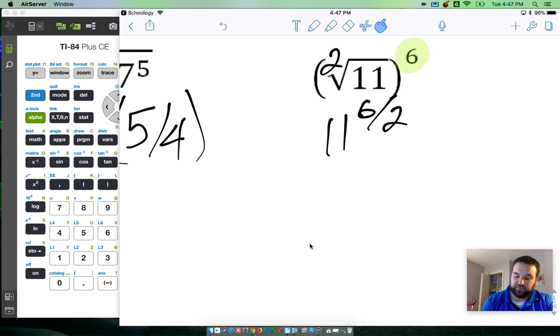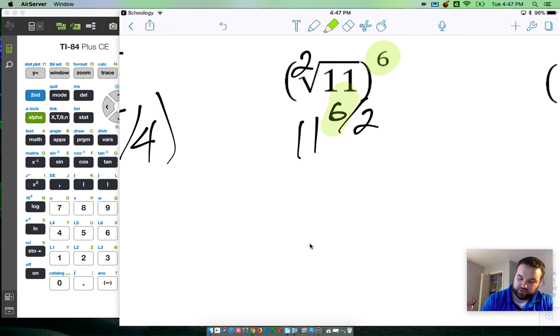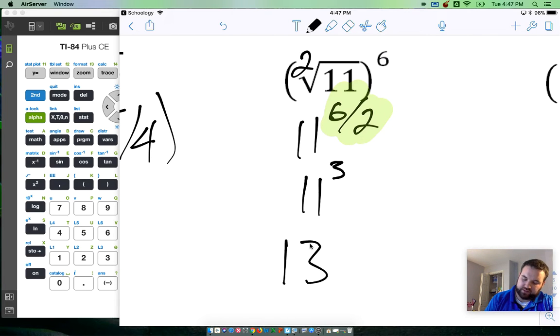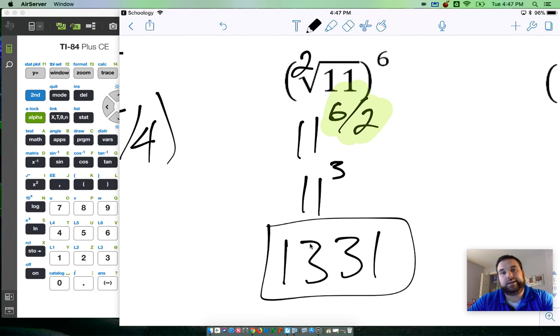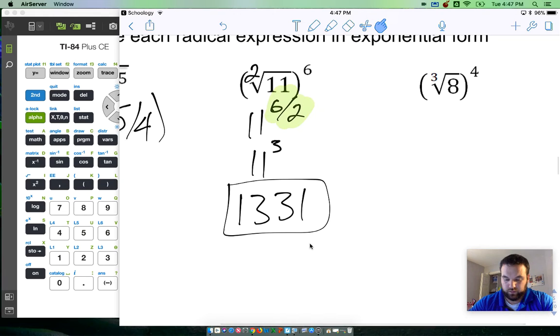Now, if you find yourself in a situation where you know this exponent can be simplified, 6 over 2, 6 divided by 2 is just 3. I'm going to rewrite this as 11 to the 3rd power. And then if that's just something I can type in the calculator, 11 to the 3rd power ends up being 1,331. Okay. So when you turn the index into the denominator, if it makes a fraction that can be simplified like 6 over 2, go ahead and do that.